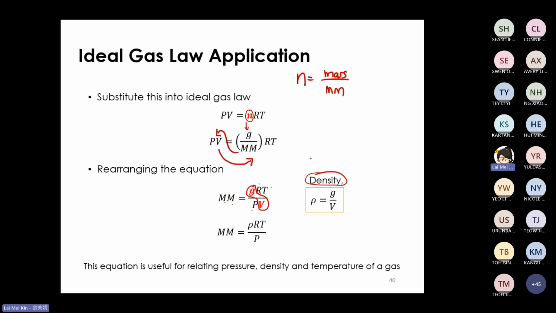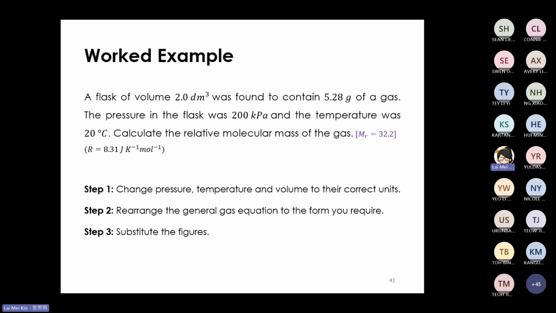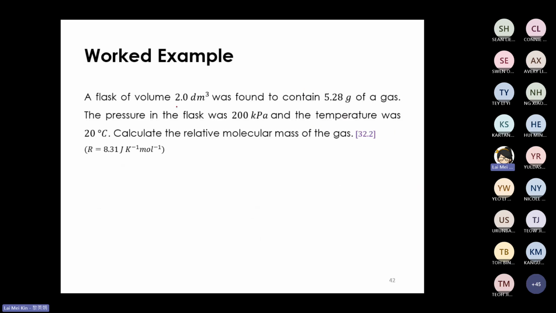Okay, if you don't want to memorize this, no problem, but you need to know PV equals nRT. The number of moles, you can replace with mass over molar mass. You can derive this on your own. Don't need to purposely memorize. But just to let you know, if you have the density, you can replace it inside. All right, let's try this one example.